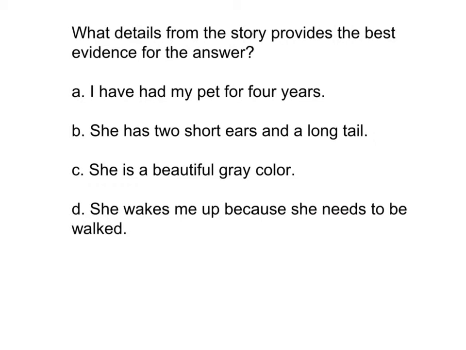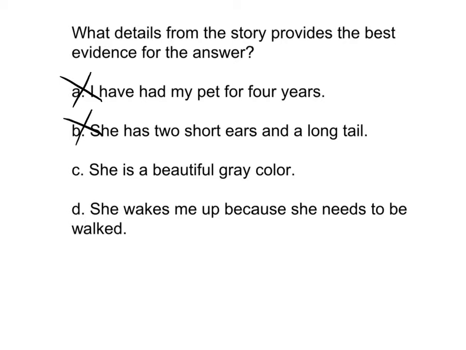A, I have my pet for 4 years. That doesn't let me know that it's a dog because you could have any pet for 4 years. You could have a hamster for 4 years. You could have a cat for 4 years. So I'm going to cross this off because that doesn't tell me that it's a dog. B, she has 2 short ears and a long tail. Well, I know that dogs do have 2 short ears and a long tail, but it did not say that in the passage, so I'm going to cross this off.